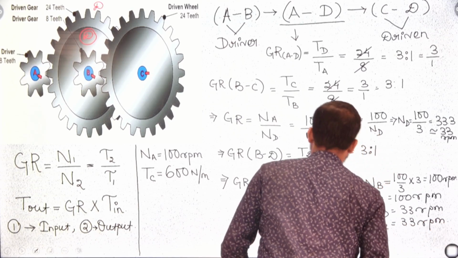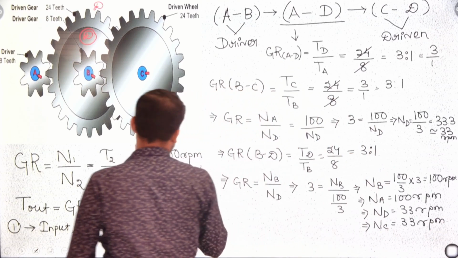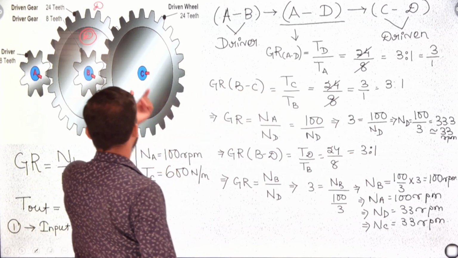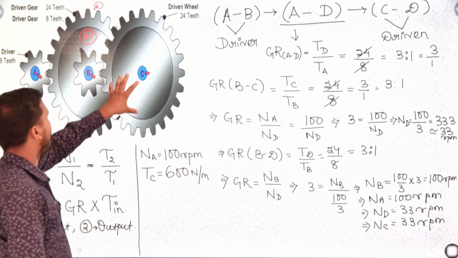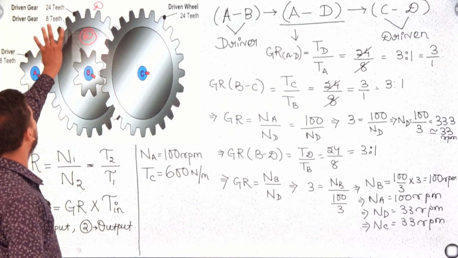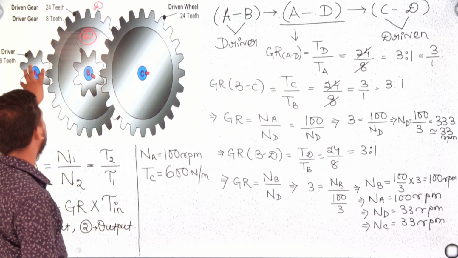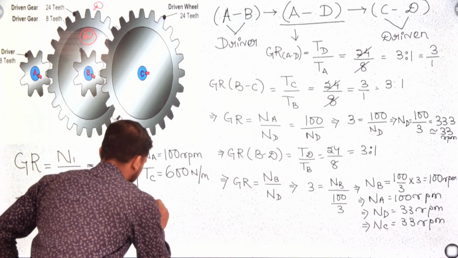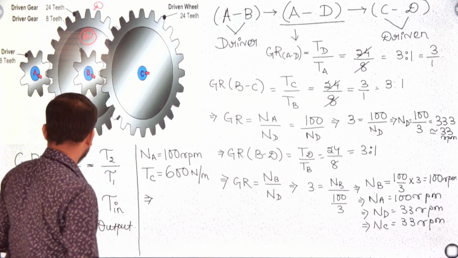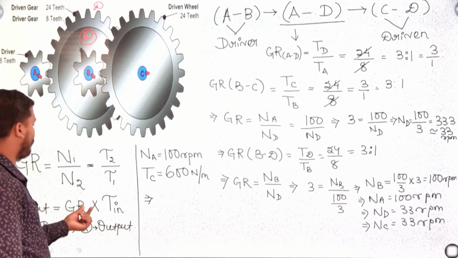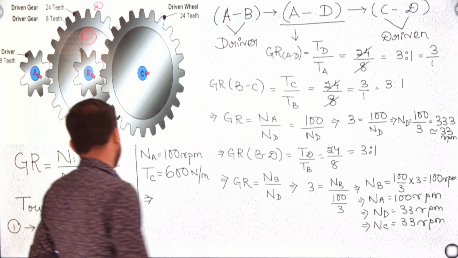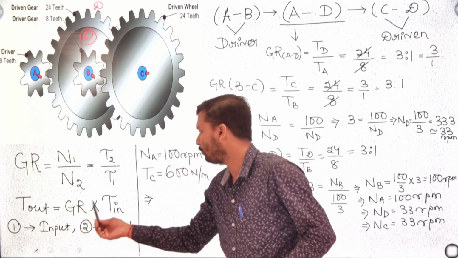So for the torque calculation of 600 Newton meter of torque, we found NC. The amount of torque in NC is equal to the torque in D, and the B torque is equal to the A torque. The same formula, the same way. Torque is T out equals gear ratio times T in.